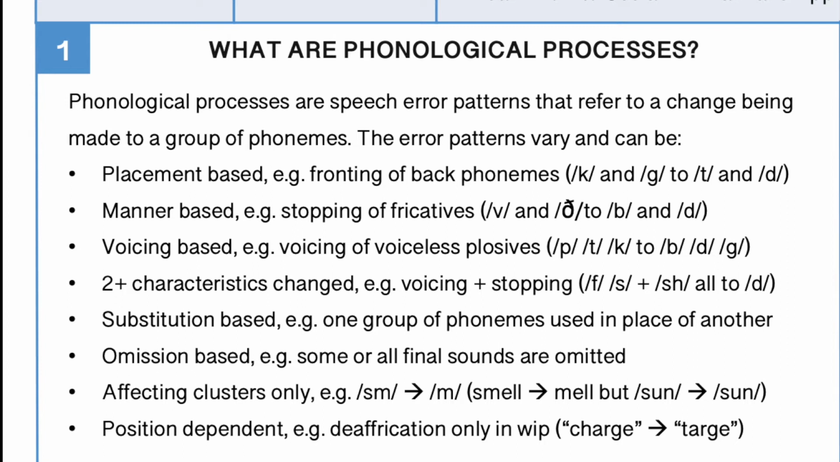There's the cluster reduction, which we talked about. And then there's position. It can be position dependent. So often the affricates are correct in the word final position, but not initial and medial. So they'll go dump, and then badder for badger, and then they'll say bridge perfectly. I've seen so many kids that can say bridge, but they can't say jump.